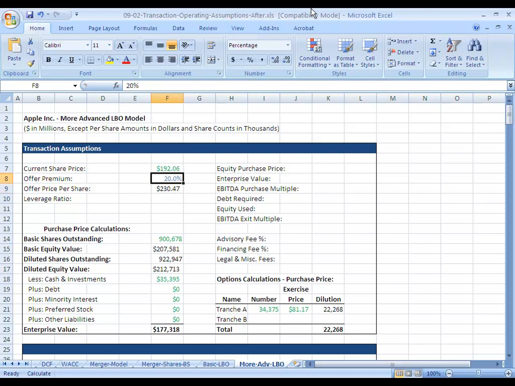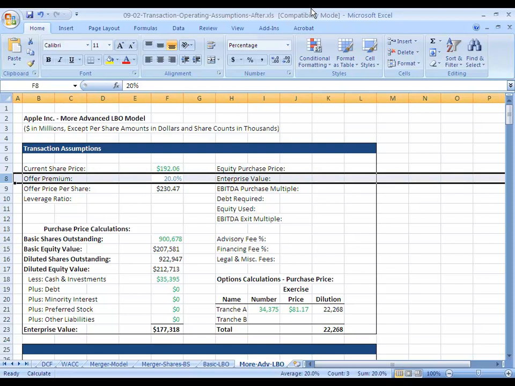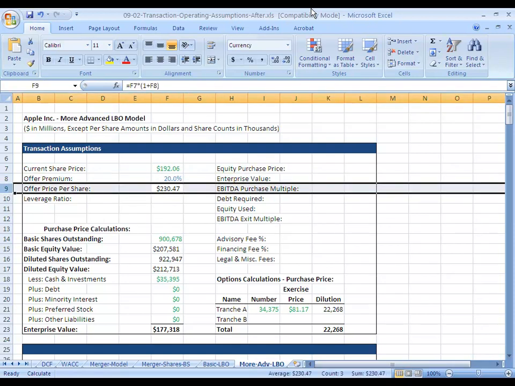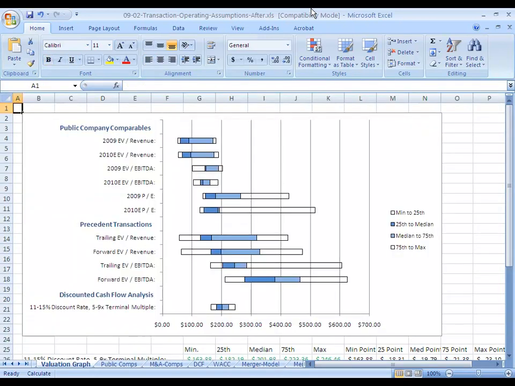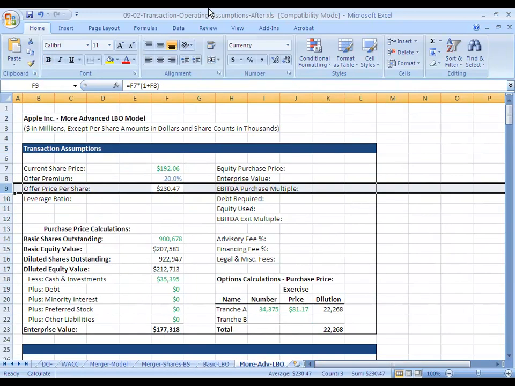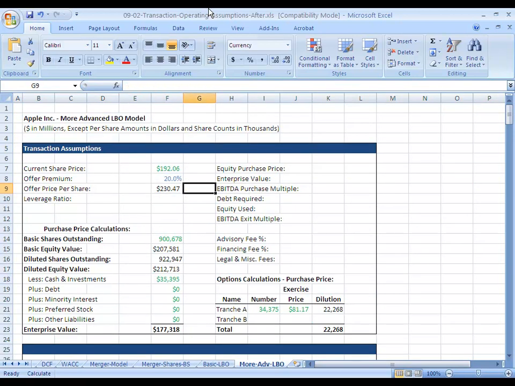As I mentioned in the more basic LBO videos, the offer premium, the price that we're paying for this company, you would determine this by looking at a valuation very similar to what we did for Apple, actually, going back to our valuation graph. You would create something like this to establish a range of different possible values, and you would normally pick something in the middle for your baseline assumption. In this case, if we were being more conservative, it looks like $200 per share is roughly in the middle of this range, so we might pick something like that for our baseline assumption here.